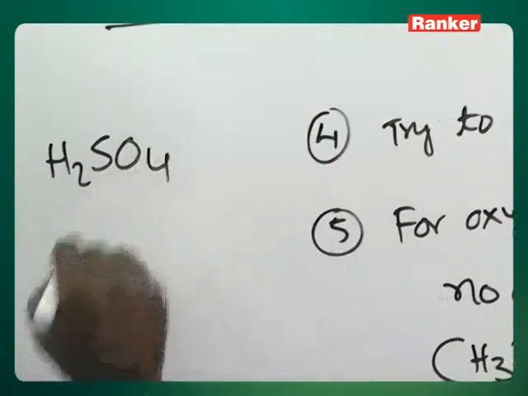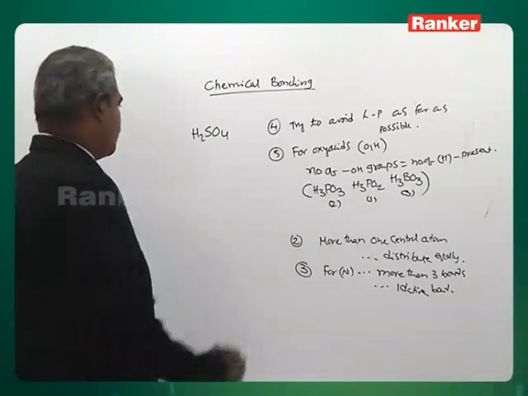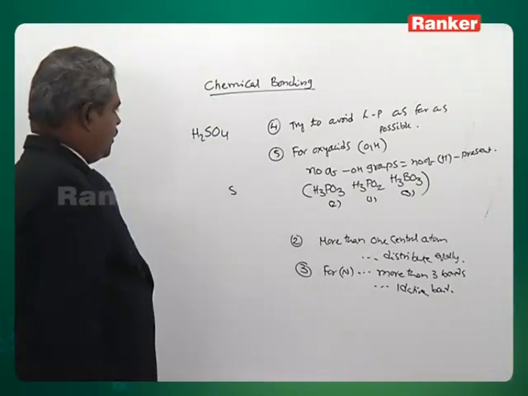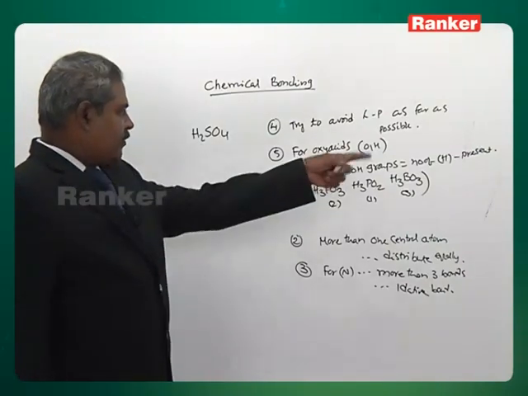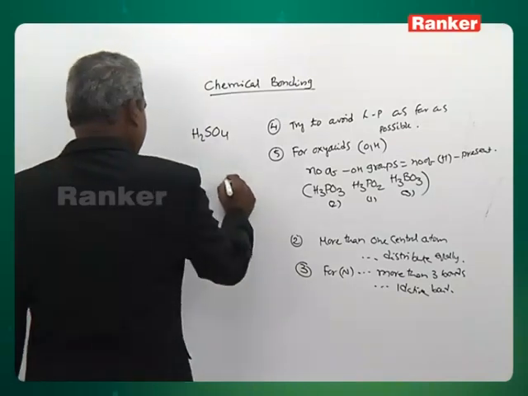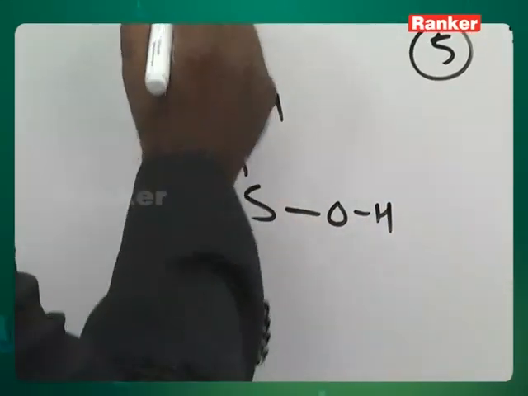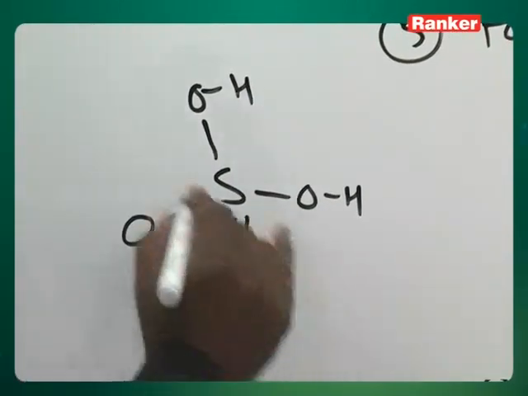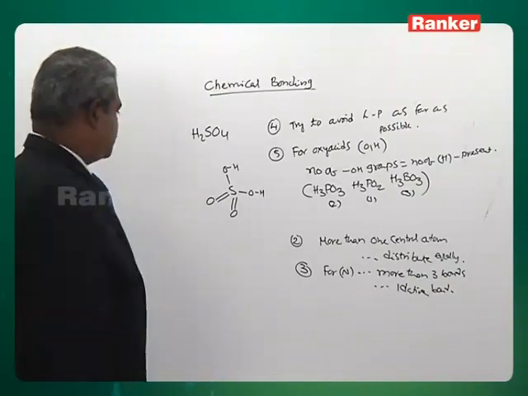H2SO4. How will you draw the structure? 1 sulfur the central atom, and 2 hydrogens. Number of OH groups is equal to number of hydrogens present. Since you have 2 hydrogens, you draw 2 OH. What else are you left with? 2 oxygens, they form 2 bonds each. That's all. As simple as that.